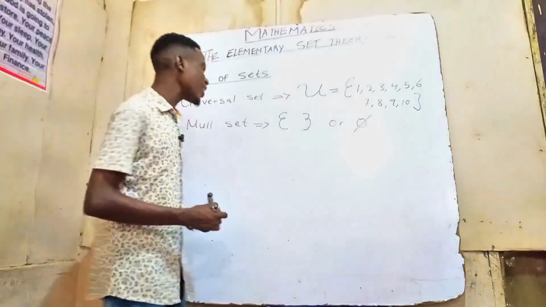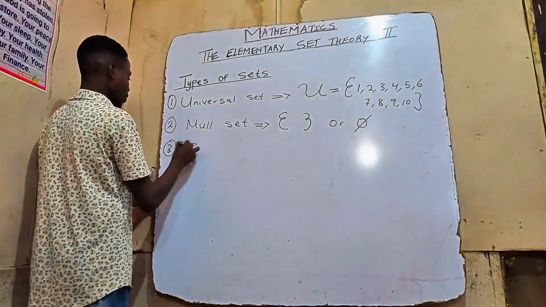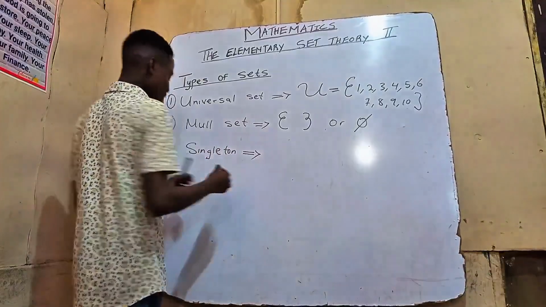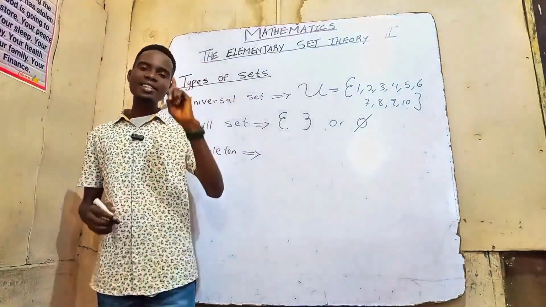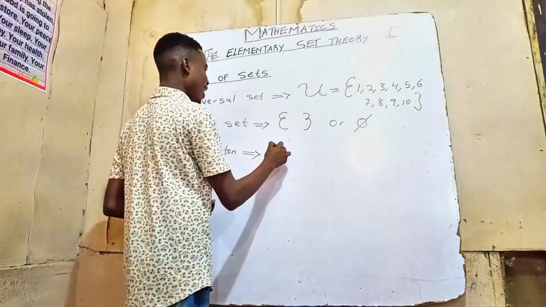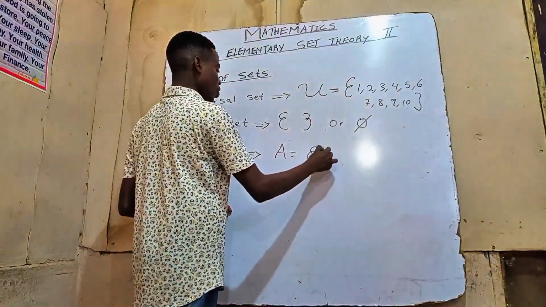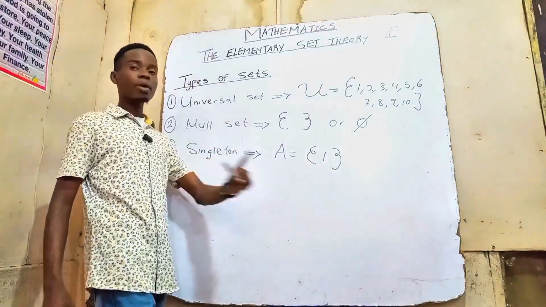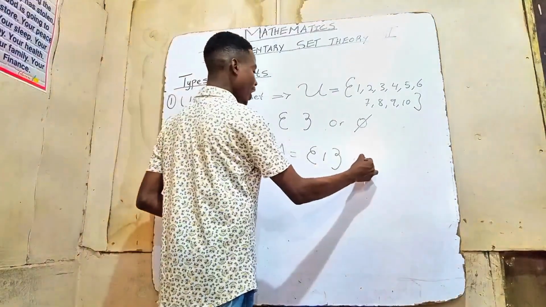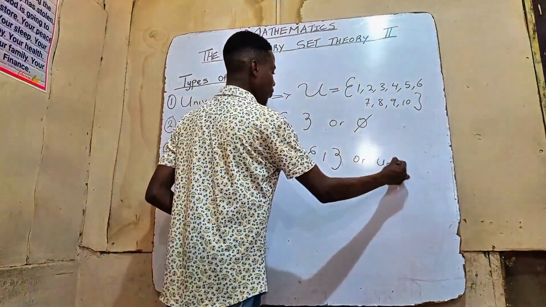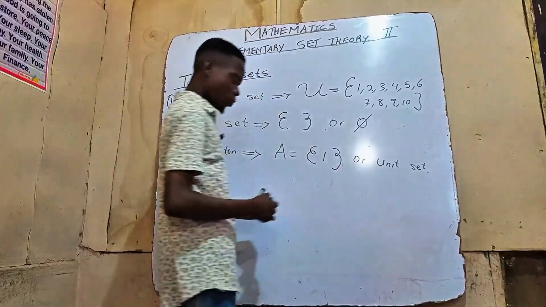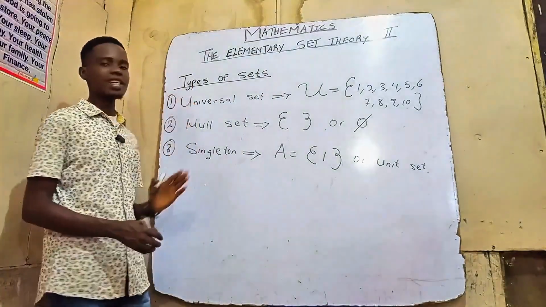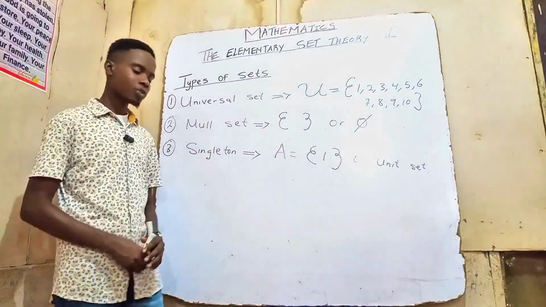An empty set. Another type of set is what we call a singleton. A singleton is a type of set that contains a single element. For instance, I have set A. Set A has 1 as an element. So this is a singleton, a set that contains one element. It is also called a unit set. So this is all when we are talking about the types of sets. We've talked about a universal set, a null set, and a singleton.